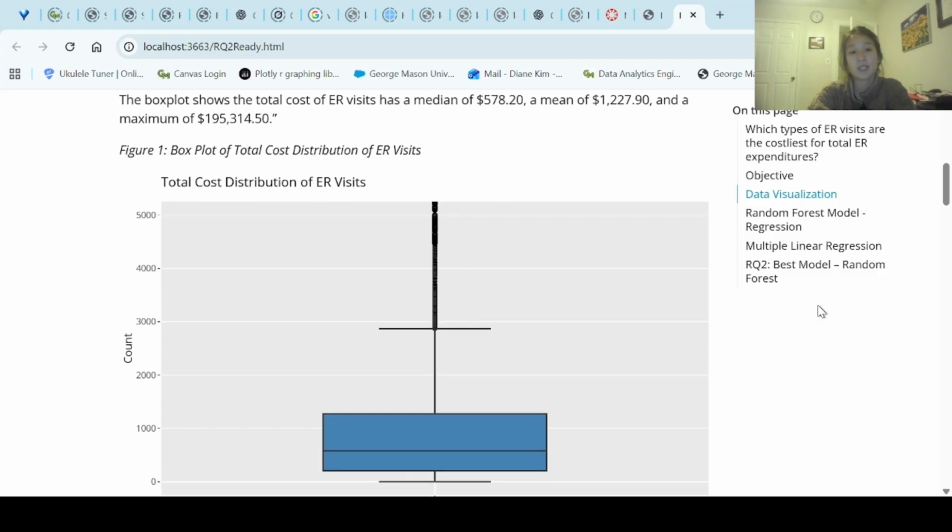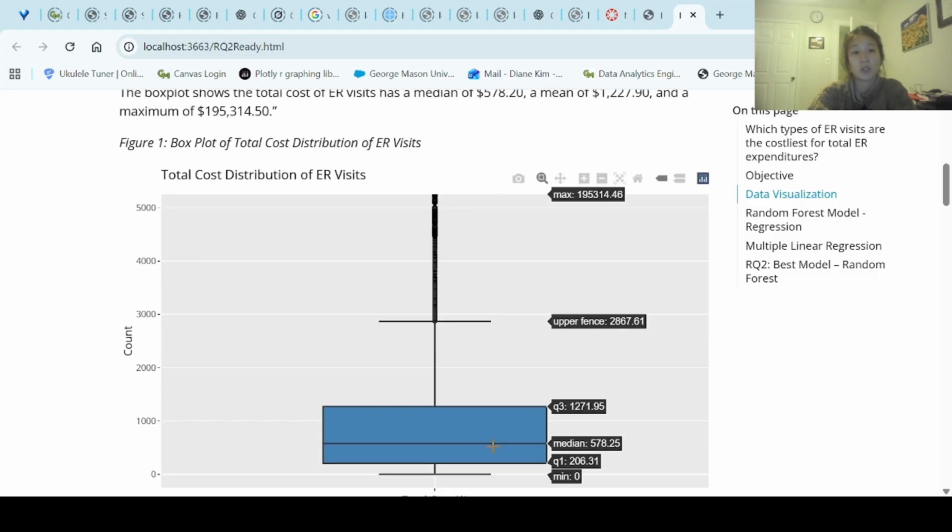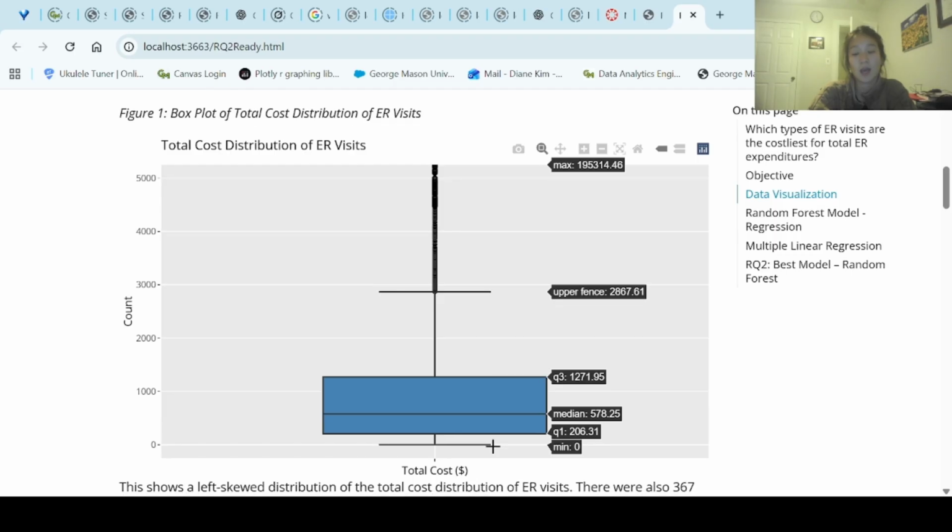You can see here a box plot which shows the total cost distribution of ER visits. The median cost for ER visits is usually around $578, whereas the maximum could be upwards of $195,314. There are quite a few outliers, and there's a huge range. These are all the outliers for total cost. $195,000 was the highest maximum cost.